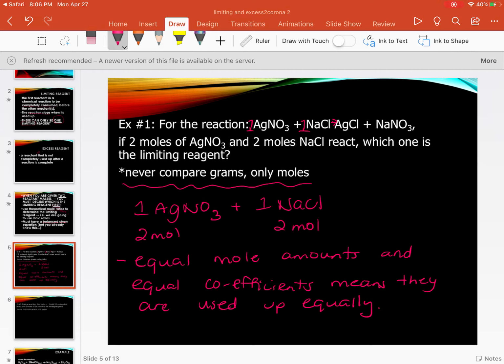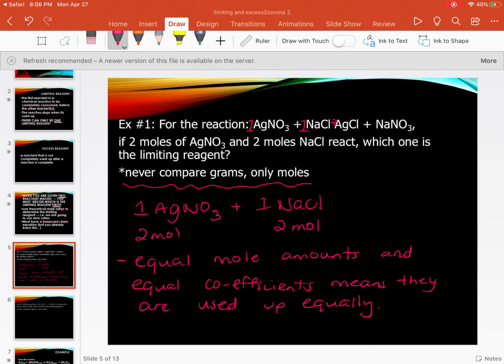So if you had, let's say, 1,000,000 moles of silver nitrate, you would need 1,000,000 moles of sodium chloride in order for the reaction to occur. So when you have this kind of situation, it's simple. The mole ratio is simple. And then, there's certainly math you can do to make sure you have the same mole amounts.